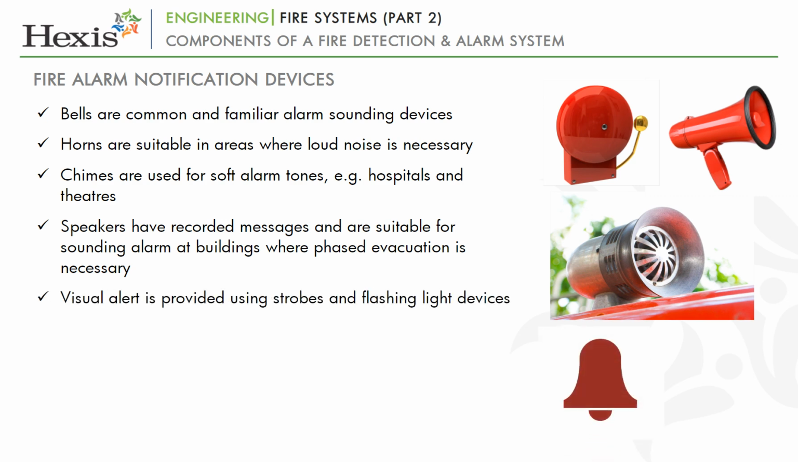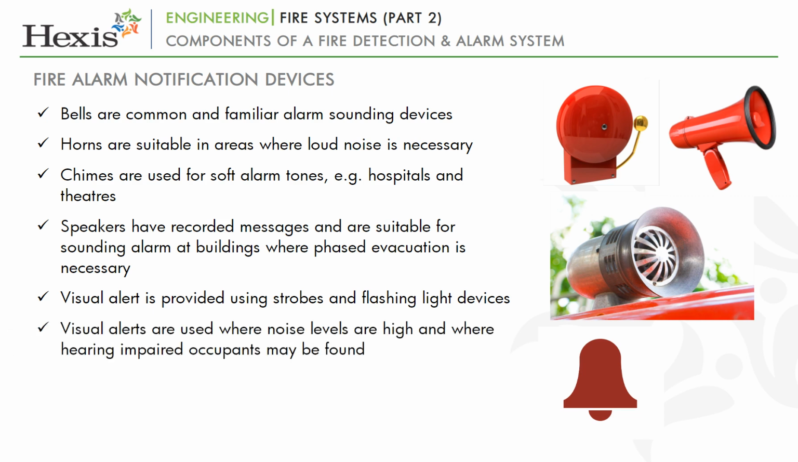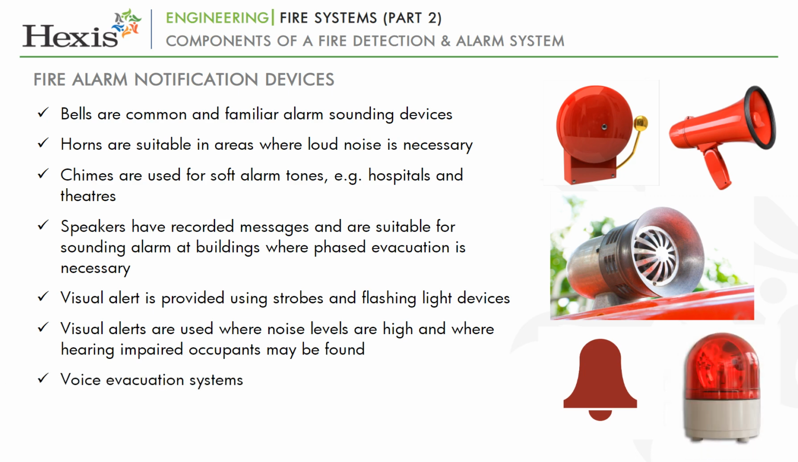With respect to visual alert, there are a number of strobe and flashing light devices. Visual alerting is required in spaces where ambient noise levels are high enough to preclude hearing sounding equipment and where hearing impaired occupants may be found. Voice evacuation systems.